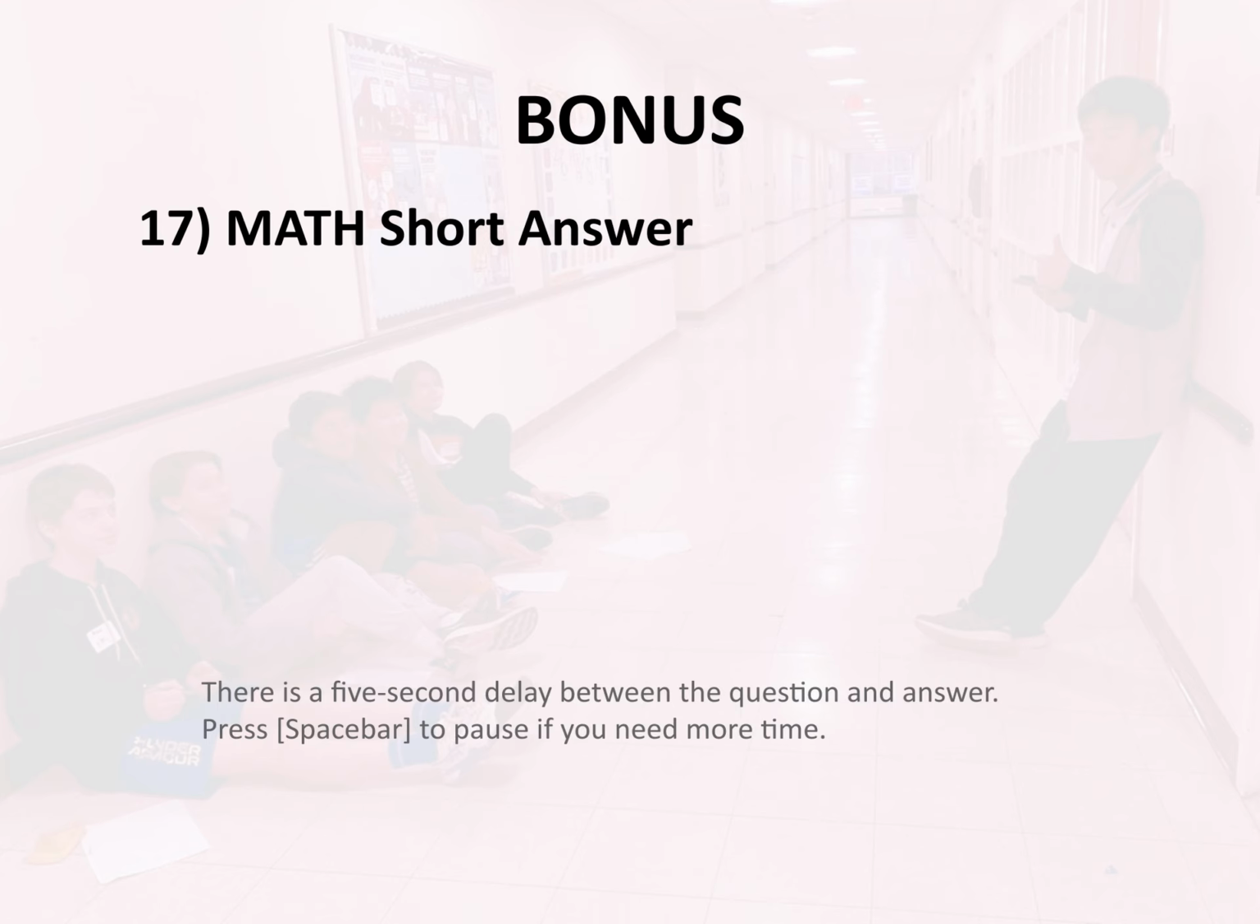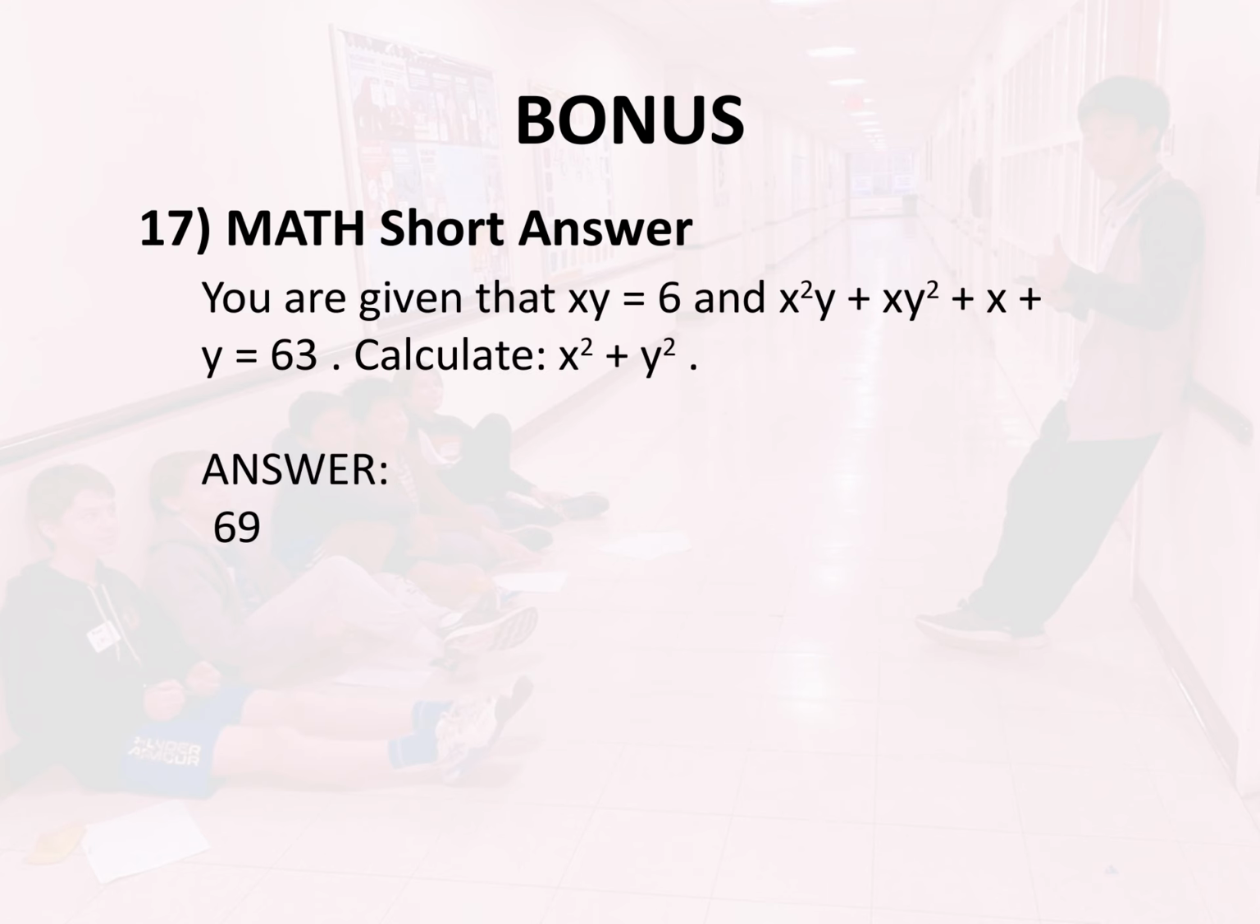Bonus 17. Math. Short answer. You are given that x times y equals 6 and x squared times y plus x times y squared plus x plus y equals 63. Calculate x squared plus y squared. Answer: 69.